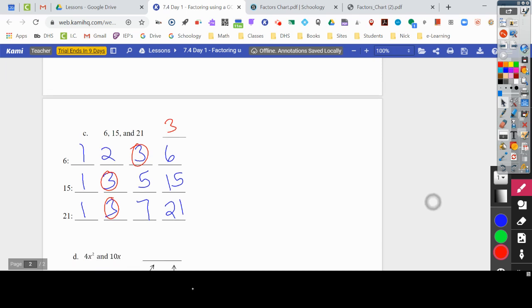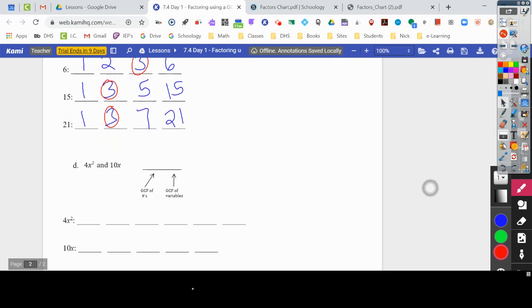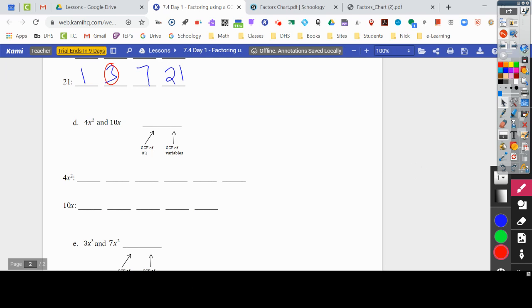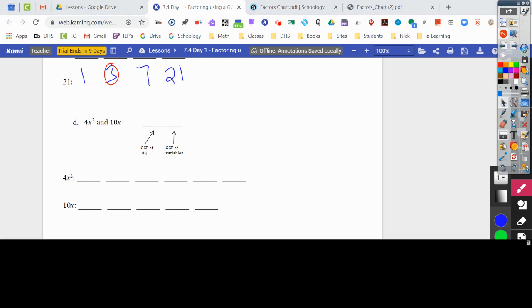Now we're going to step it up a little bit. Now we're going to throw some variables in here, because we're going to be asked sometimes to find the greatest common factor of a monomial. And sometimes our monomials have these variables in them. So now example D here, we have 4x squared and 10x.